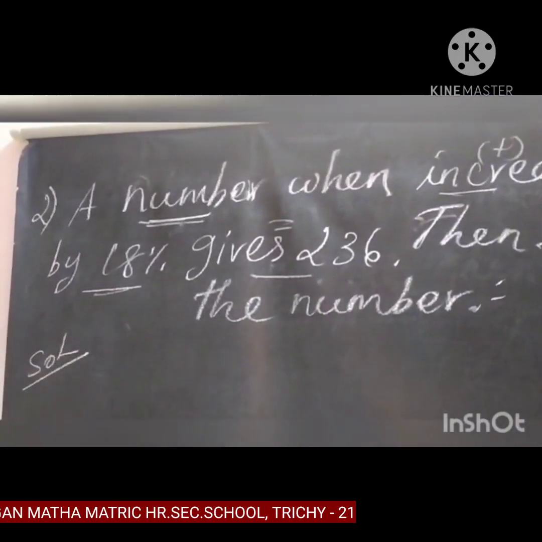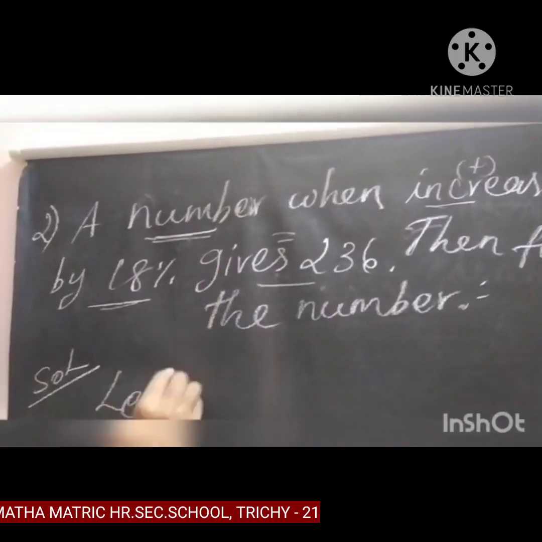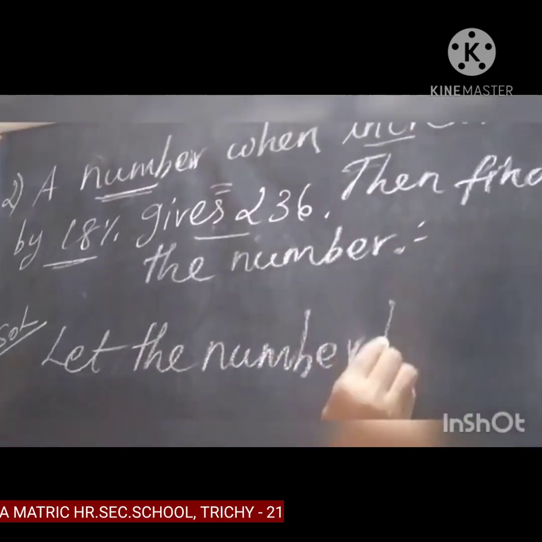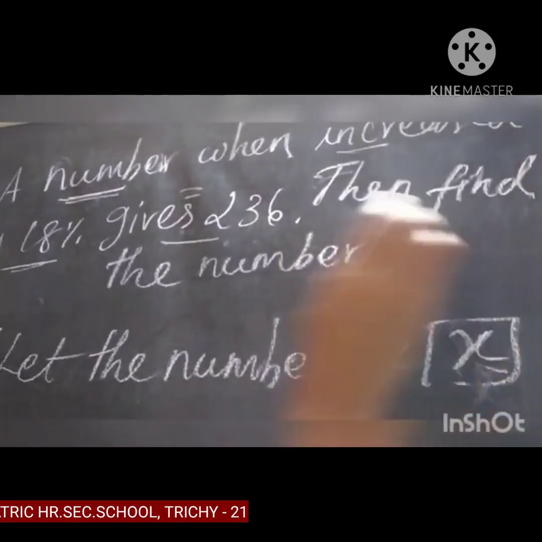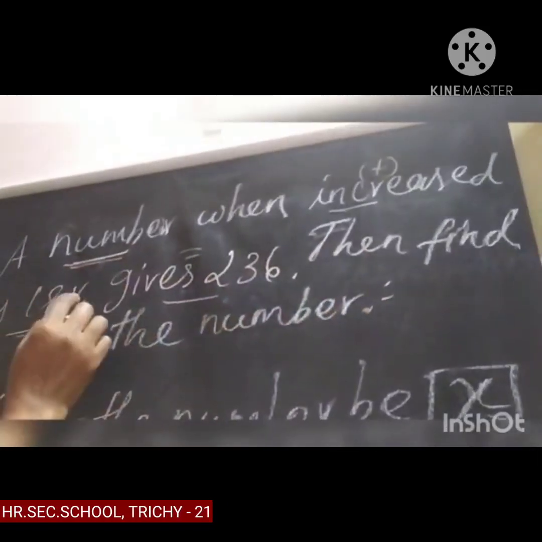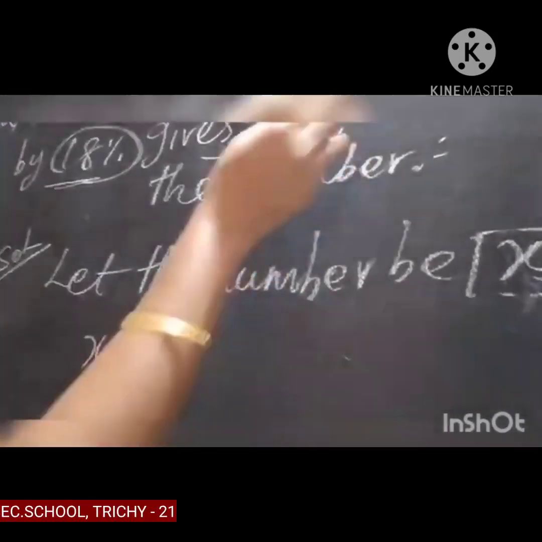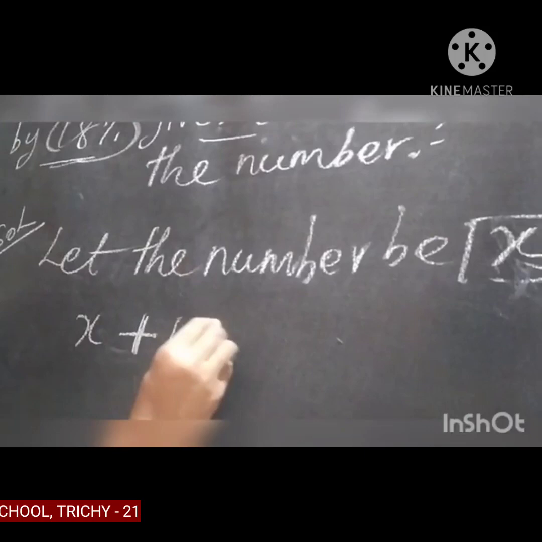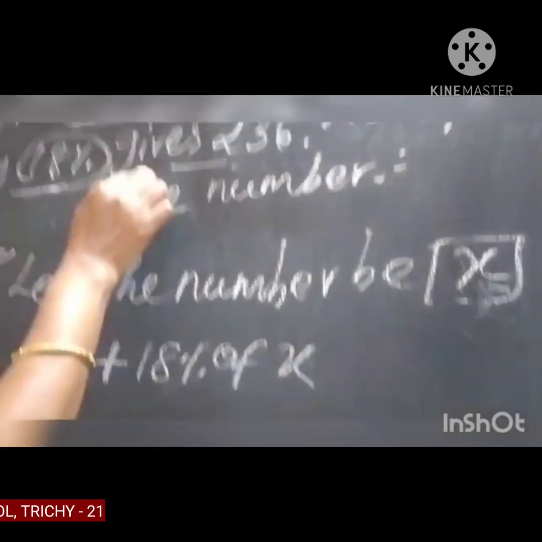First you have to form the equation for this. A number, you don't know the number, so let the number be x. A number when increased, a number increased by 18% of that number. So x plus, increased means you put the plus sign here, x plus 18% of the same x. Okay, x plus 18% of x, that is given in the sum.